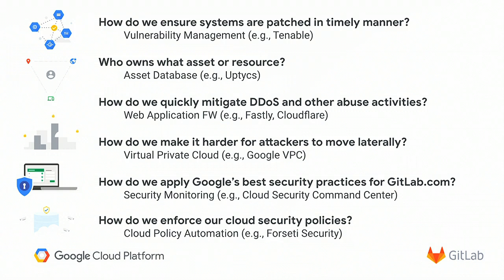We want to make sure that we can mitigate DDoS attacks and other types of abuse attacks on GitLab.com. So to that end, we looked at WAFs, like Fastly and Cloudflare, for example. That's something that we have to do specific to GitLab.com. And then if an attacker were to gain access, how do we make it more difficult for them to move laterally? By using VPCs, we can compartmentalize each environment in a cleaner way, and then we can use other tools to enforce any violations to access coming from one environment to another.